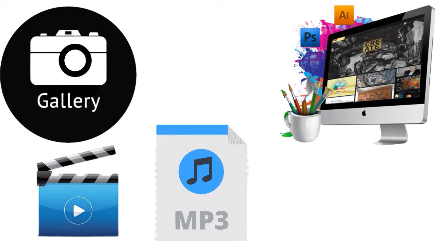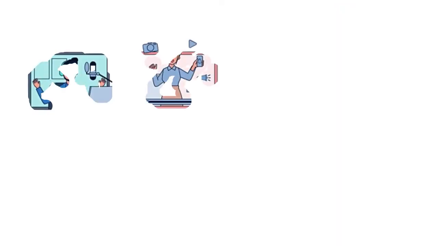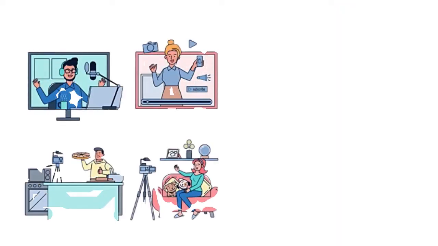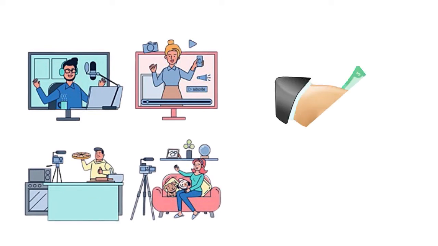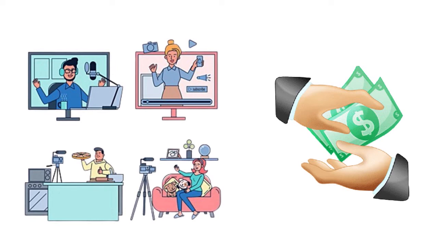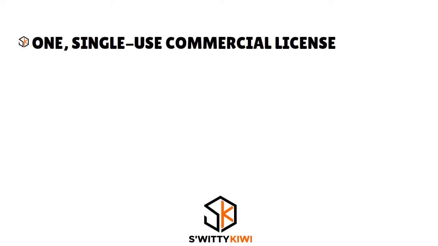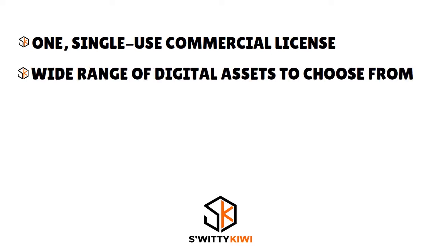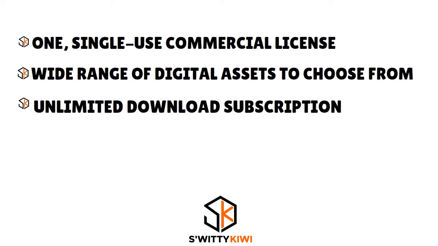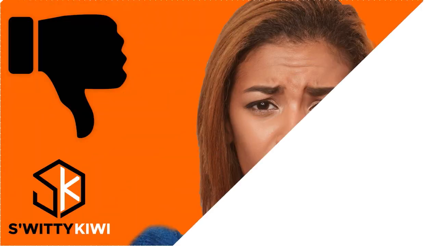So if you're looking for, I would say, an all-in-one platform for your digital projects, Envato Elements could be the one, because for Epidemic Sound and Artlist, you're gonna have to pay extra if you want to have images and other kinds of digital assets. Okay, so here are the pros and cons. Pros: single-use commercial license, a wide range of digital assets to choose from, unlimited download subscription, and they have a low price. Here are the cons.